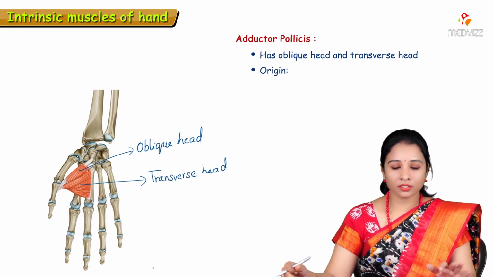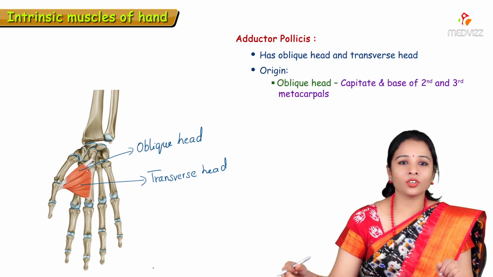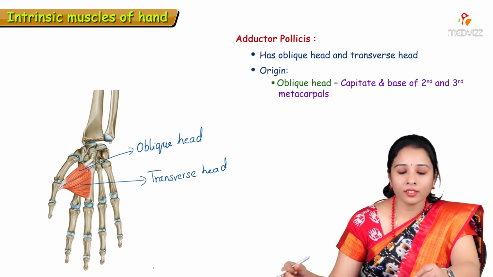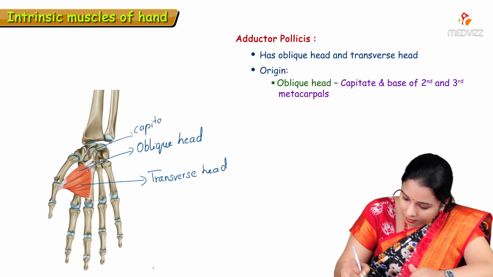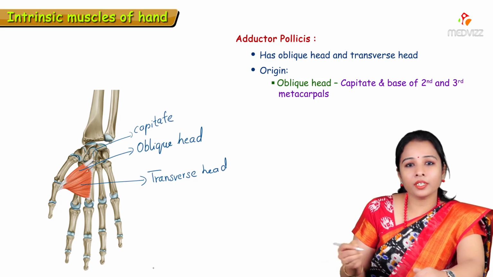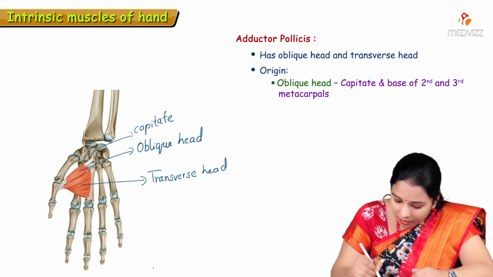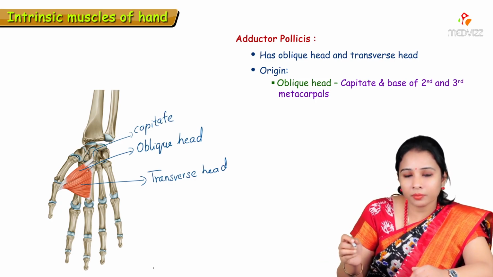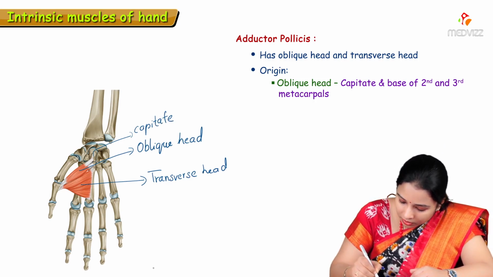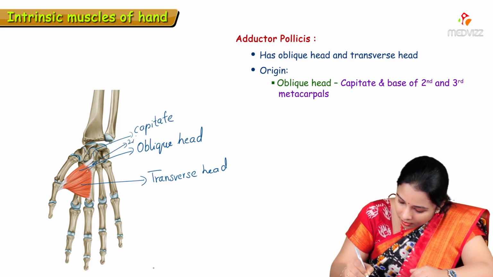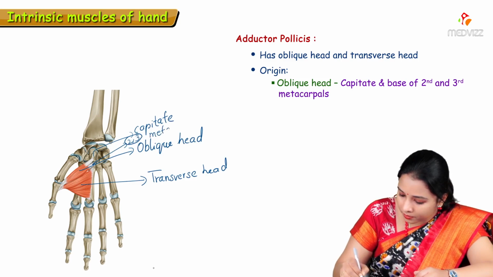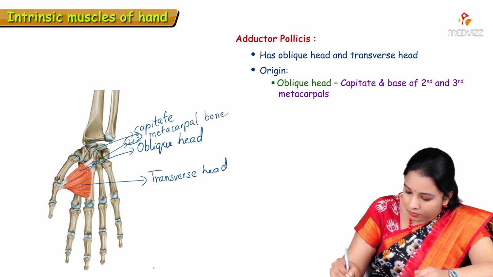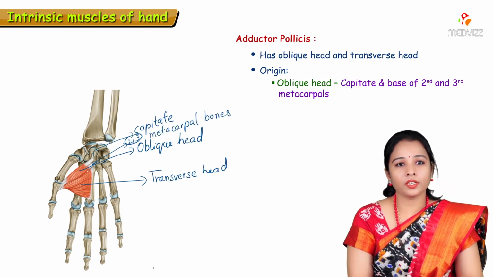The oblique head gets origin from the capitate. So here is the capitate bone. And apart from the capitate, it also gets origin from the base of the second and third metacarpals. So these are the second and third metacarpal bones. So that is the origin of the oblique head.